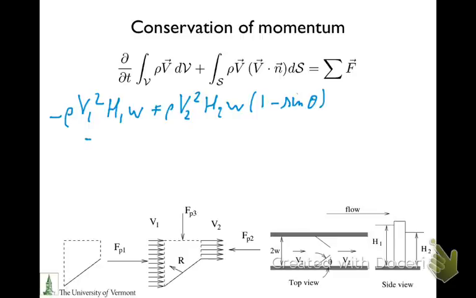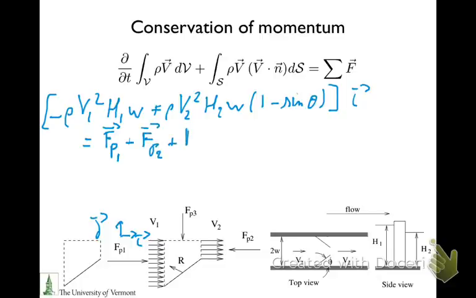and all of this is equal to, so all of this is in the direction I, assuming that we use this frame of reference I, J, and then all of this is equal to FP1 plus FP2 plus FP3 minus R. So let's expand all of those.